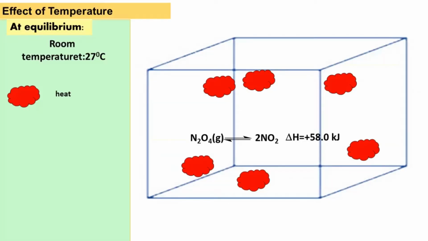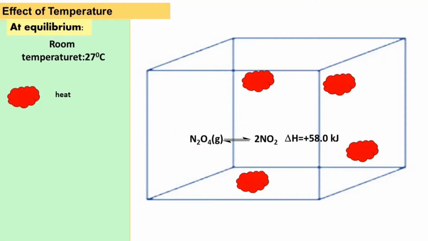Continuing from the second example of the previous slide, delta H of the reaction is positive, so the forward reaction is endothermic. Hence, when dinitrogen tetroxide dissociates to form nitrogen dioxide, heat is absorbed. On the other hand, the reverse reaction is exothermic. When nitrogen dioxide molecules combine to form dinitrogen tetroxide, heat is released.